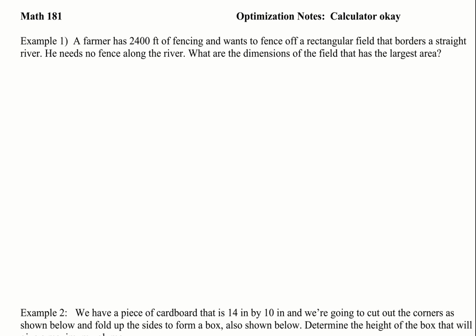So here's our first example. A farmer has 2,400 feet of fencing. He wants to fence off a rectangular field that borders a straight river, so he does not need a fence along the river. We want to find the dimensions of the field that have the largest area.